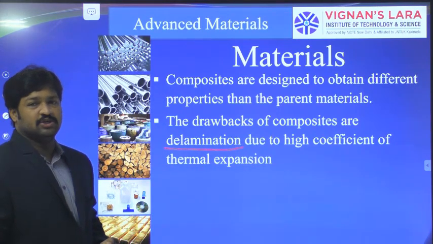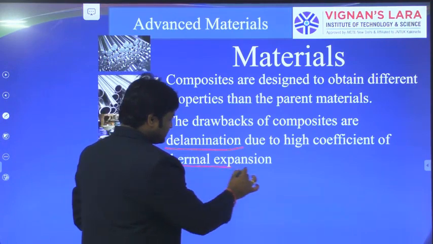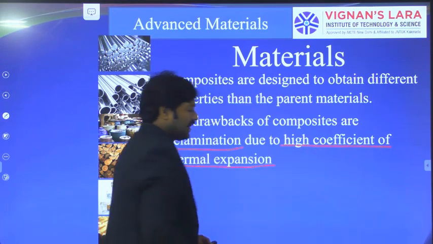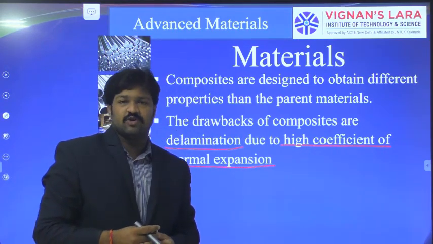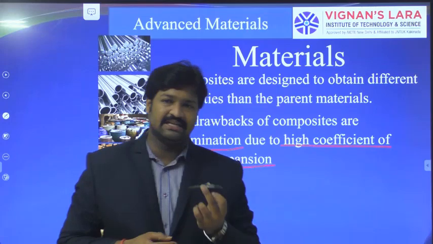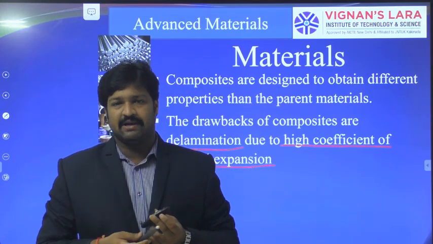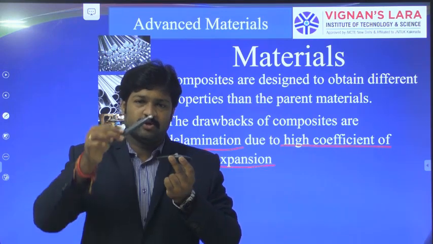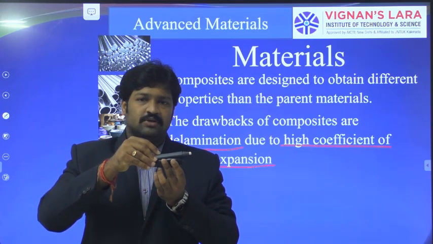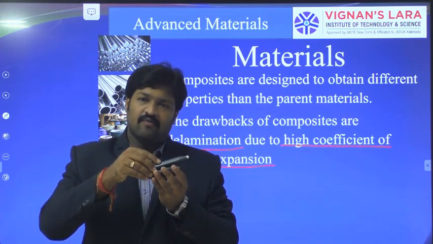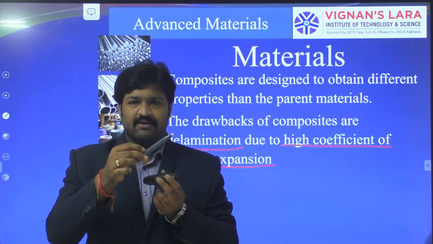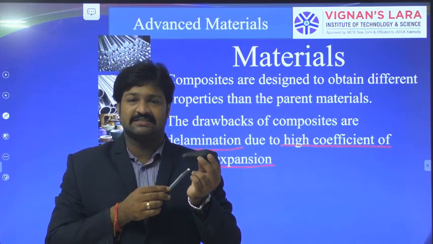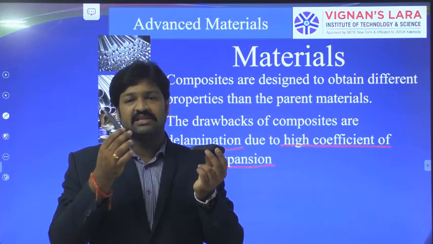This delamination is due to the high coefficient of thermal expansion. As we know, our composites consist of two materials, the reinforcement and the matrix material. First, assume that this is the reinforcement material and this is the matrix material. Those two are joined together to get the desired functionality. So the matrix material has a different expansion and the reinforcement has a different expansion. The coefficient of thermal expansion is different for these two materials.